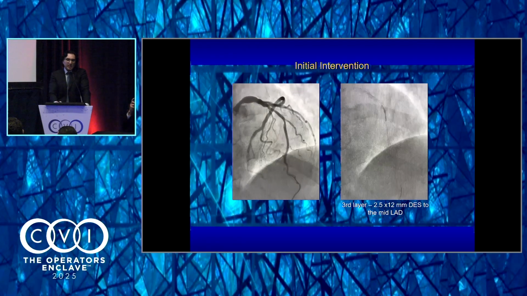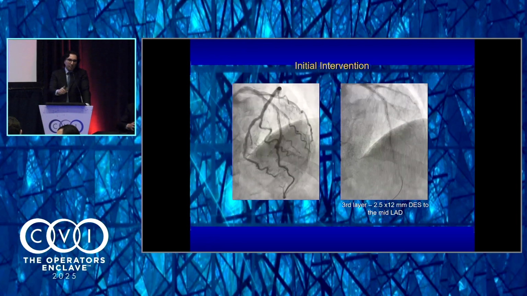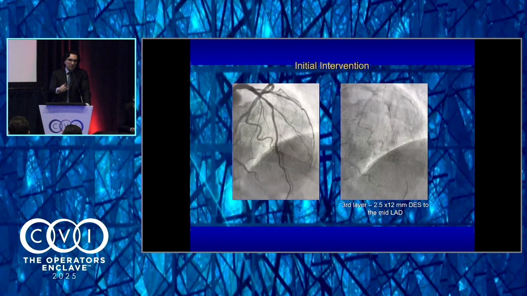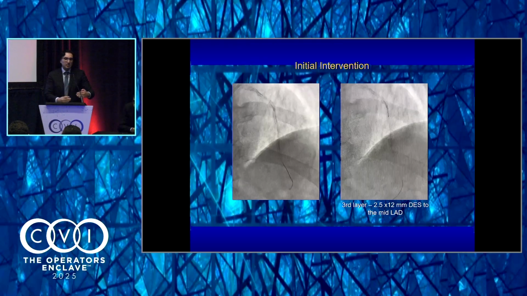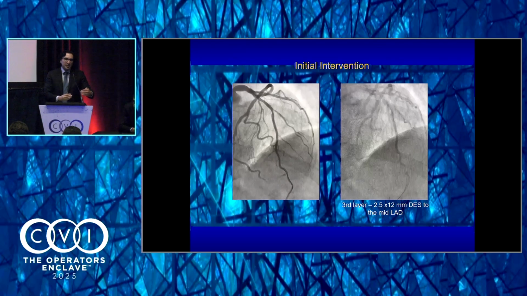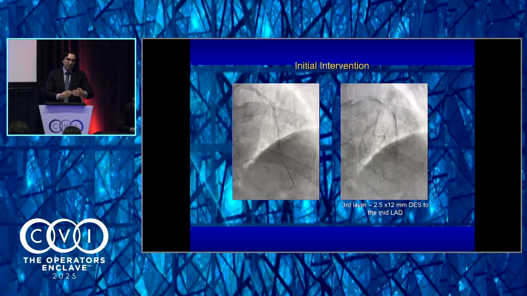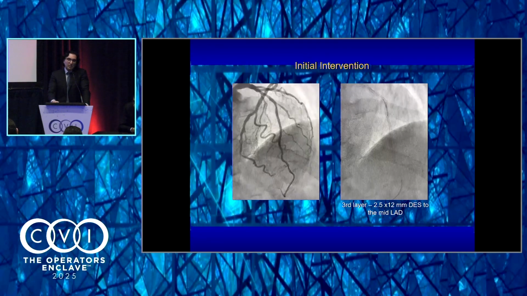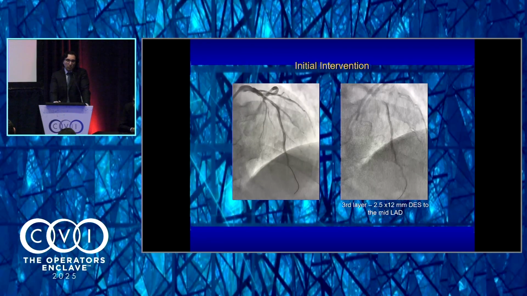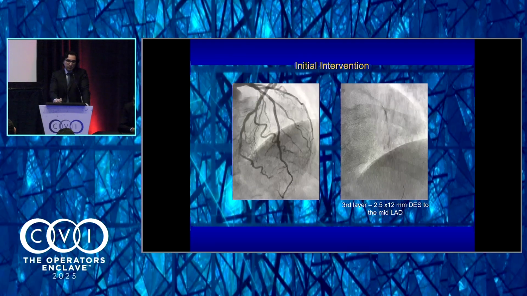And the reason I say I suspect that it was deployed in the caudal position is that the operator then thought that underexpanded area was just him or her missing the lesion and not overlapping. And so therefore, another third layer of stent, a 2.5 by 12 millimeter stent, was deployed in that mid-LAD.